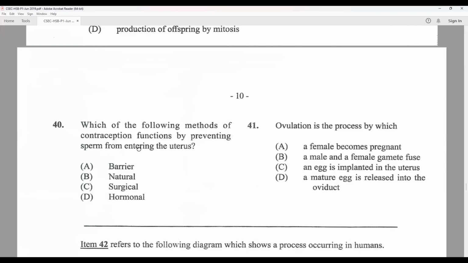Question 40. Which of the following methods of contraception functions by preventing sperm from entering the uterus? That is a barrier method you're looking at. 41, ovulation is the process by which a mature egg is released into the oviduct.